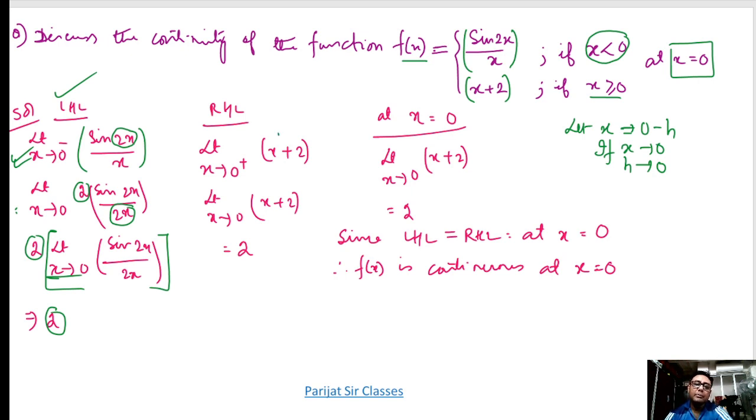Right hand limit, we have to take this. Putting the value of x as 0, we get 2. At x equal to 0, putting the value x equal to 0, we get 2. Now since the left hand limit is equal to the right hand limit is equal to the value at x equal to 0, it is a continuous function.